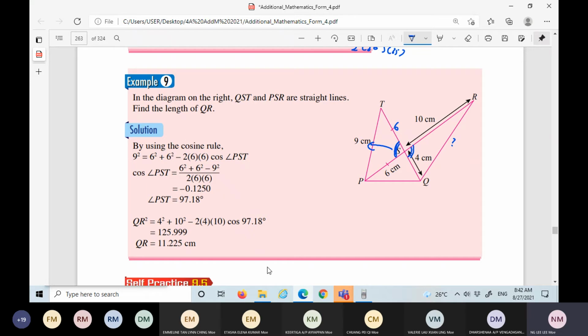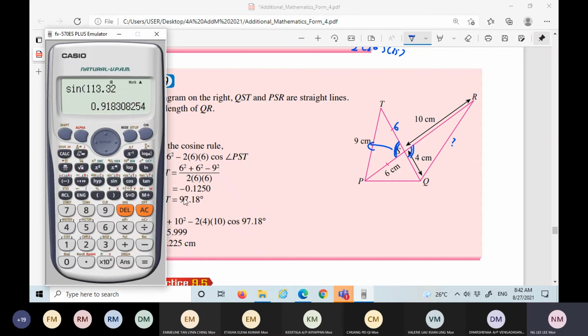Let us see. I'm not very sure whether the calculator will give you the answer directly with shift cos of the negative value. I don't remember. Wait, shift cos. Let us try negative... 125.